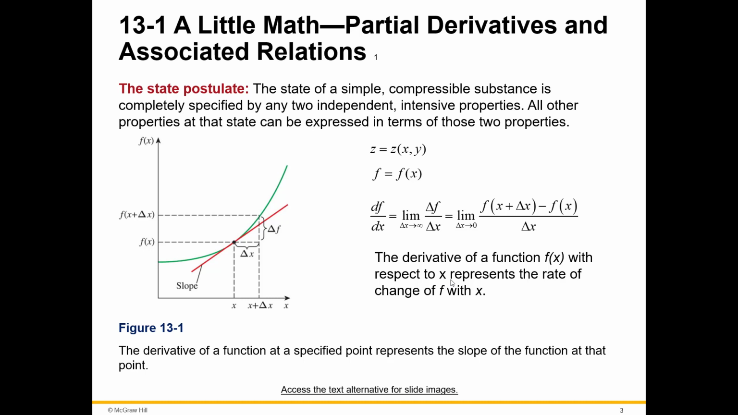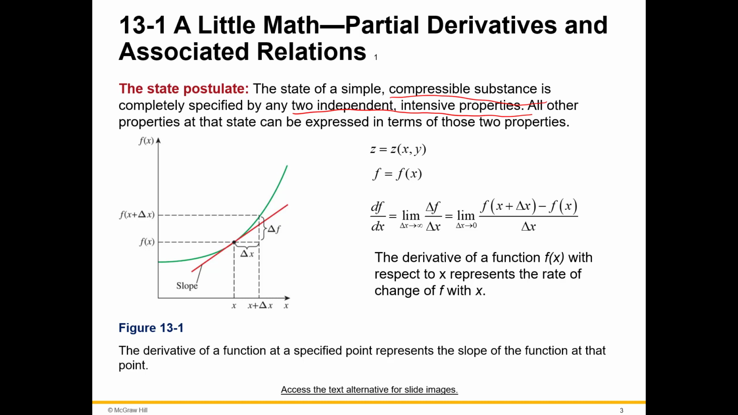The state of a simple compressible substance is completely specified by two independent intensive properties. So we need to have two independent intensive properties for a compressible substance, and all other properties at that state can be expressed in terms of those two properties. So those two properties are like pillars.